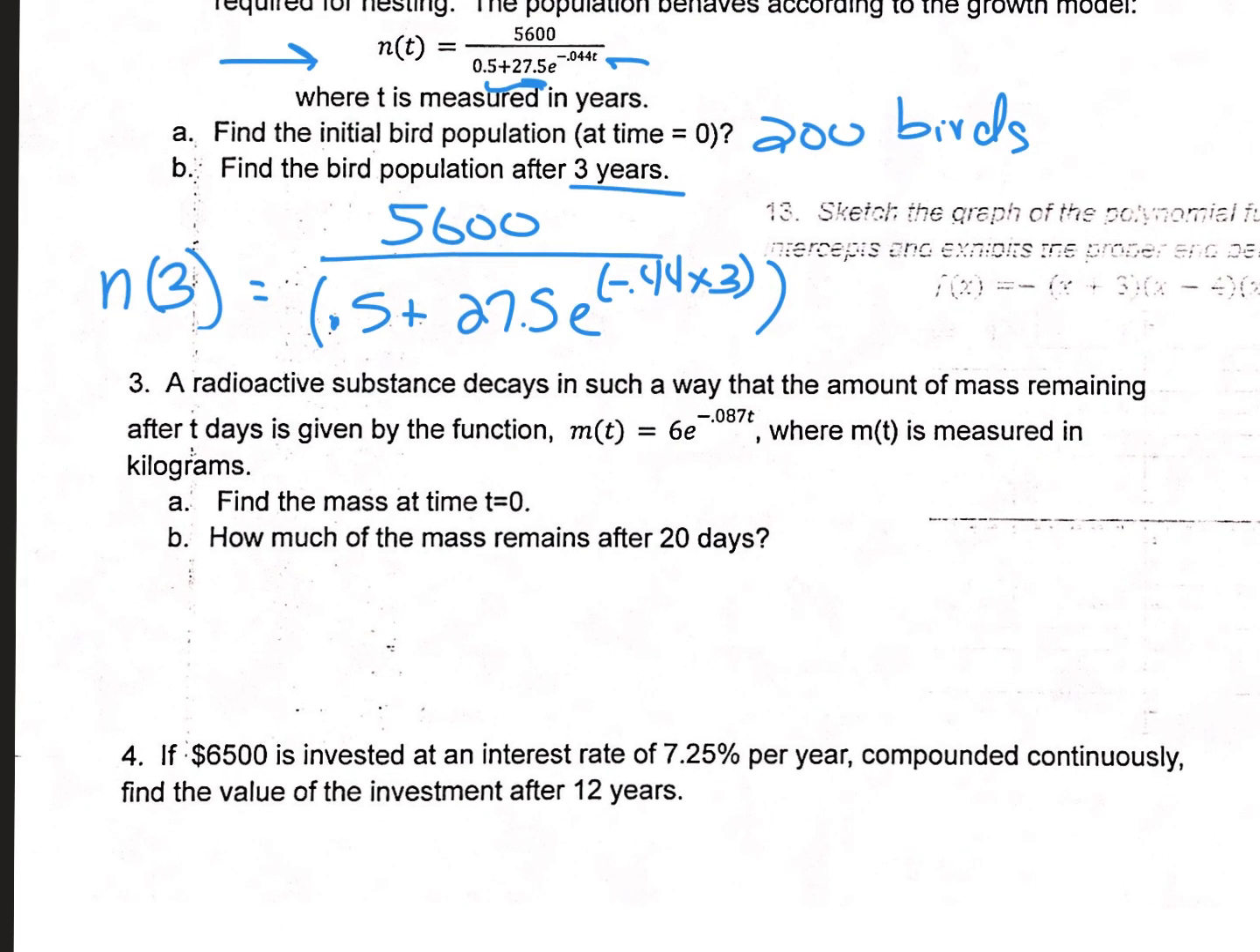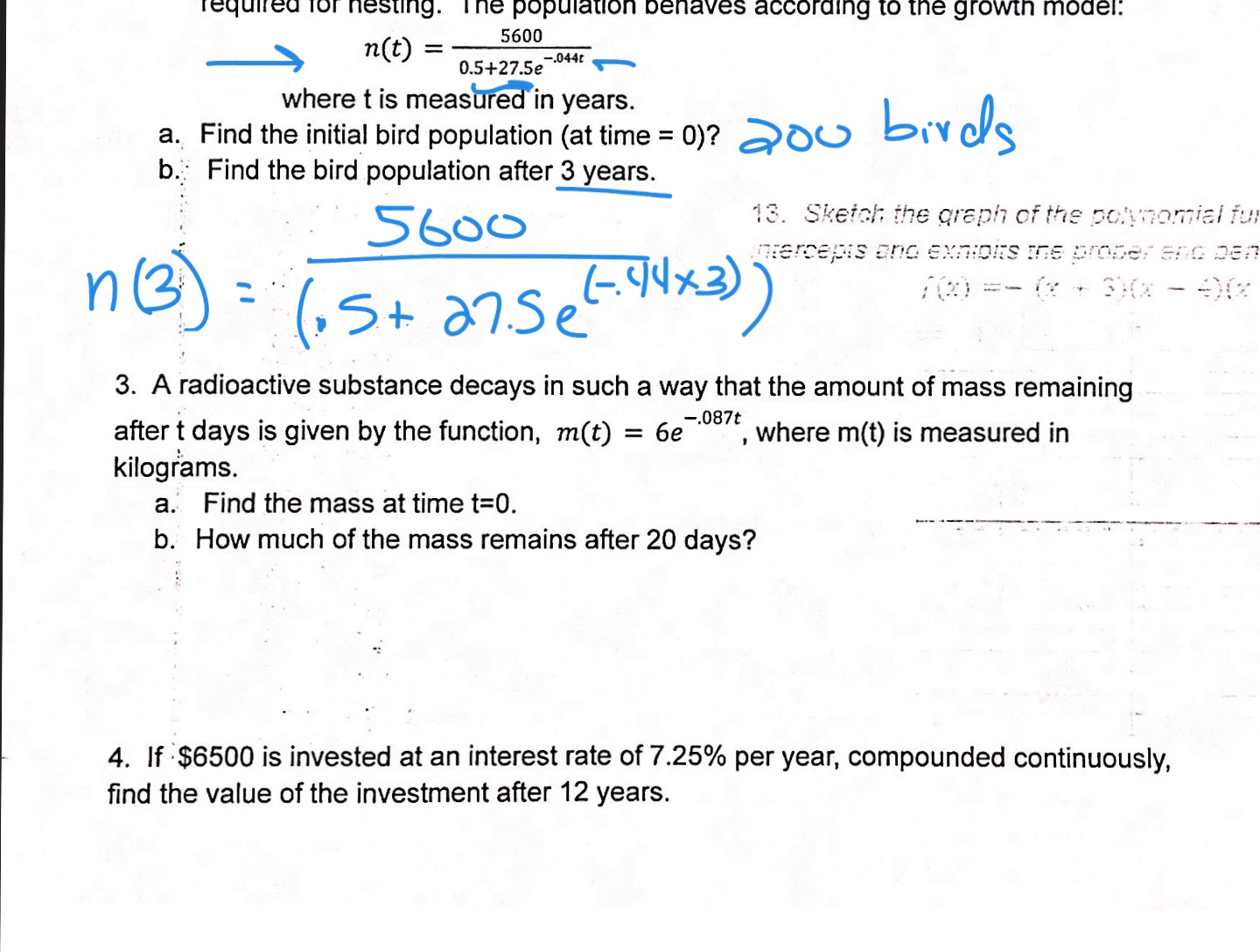Number 3, a radioactive substance decays in such a way that the amount of mass remaining after t days is given by this right here, where M of t is measured in kilograms. It says find the mass at time 0. So again, plug a 0 into your exponent, which makes the whole exponent 0. e to the 0 is 1. 1 times 6 is 6. That number right there, if you're given a decay function, is always going to be your initial mass or initial amount.